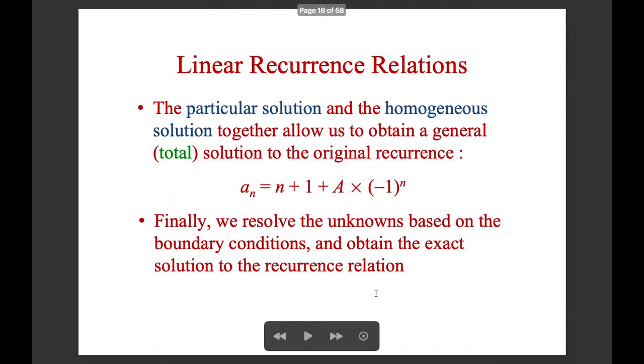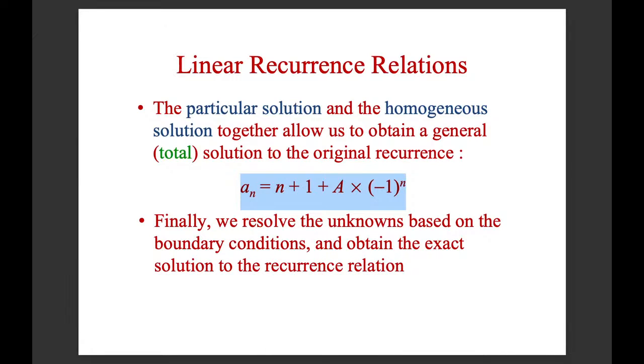By adding zeros on both sides, we don't change anything. Once we have the particular solution and the homogeneous solution, we can get the general solution, which we also usually call the total solution. Once we have the total solution, we find the boundary condition, use it to solve for the unknown variables inside, and that's it.